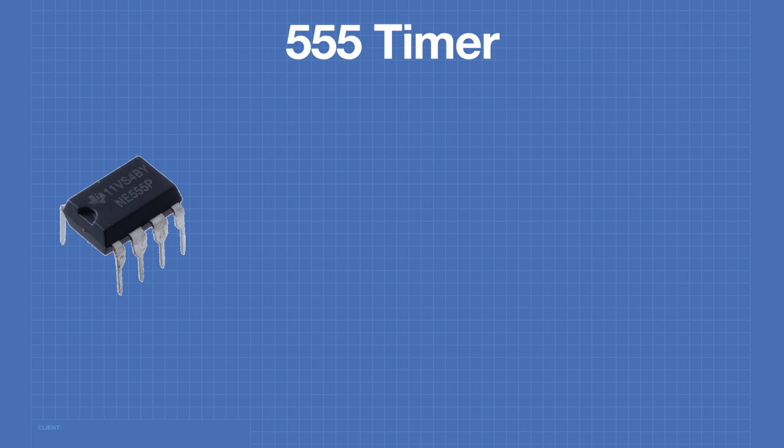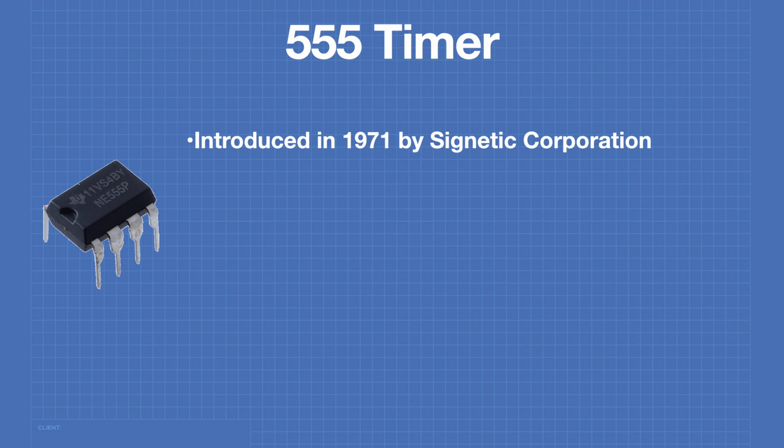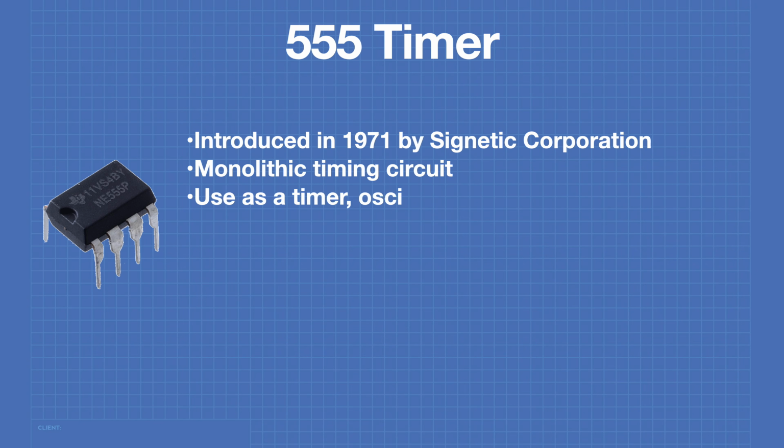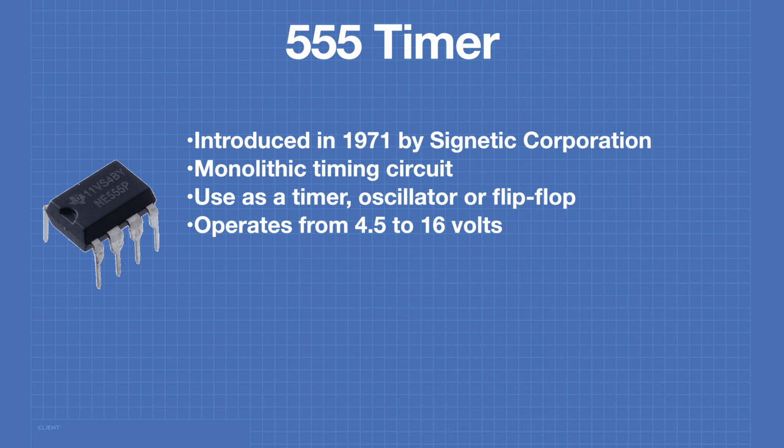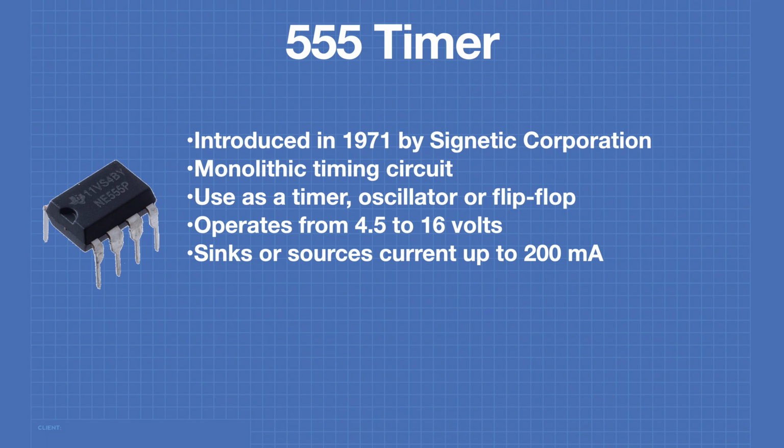This amazing integrated circuit was introduced by the Signetics Corporation in 1971. The 555 is a monolithic timing circuit. It can be used as a timer, an oscillator, or as a flip-flop. It operates from 4.5 to 16 volts. The 555 can sink or source currents of up to 200 milliamps, allowing it to directly drive LEDs and even relays. It can also directly drive TTL logic circuitry, allowing it to be used with microcontrollers.